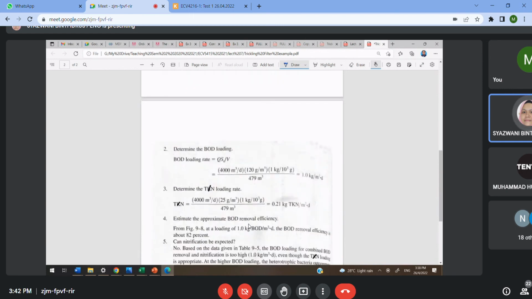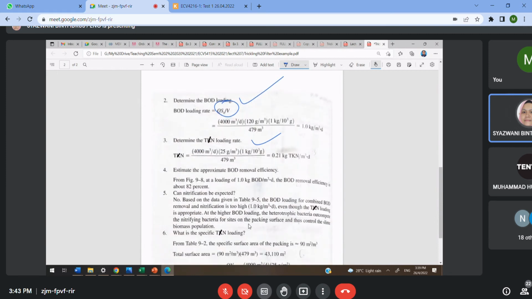Next step is to calculate the BOD loading. The BOD loading is equal to Q S naught over V. You need to calculate the BOD loading as well as the total nitrogen loading. So for the BOD loading, Q is equal to 4,000, which is given.